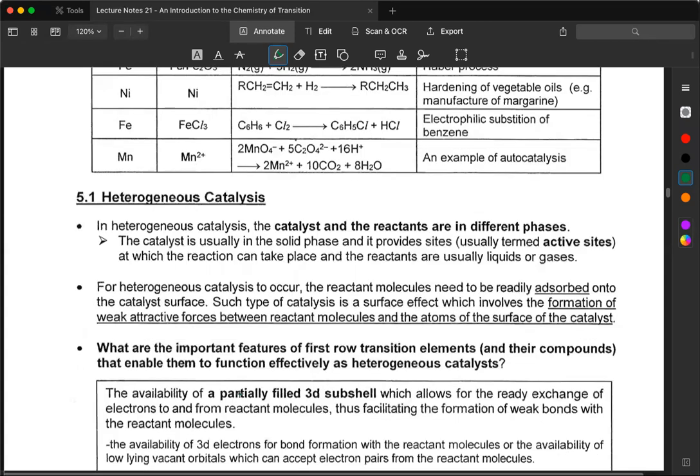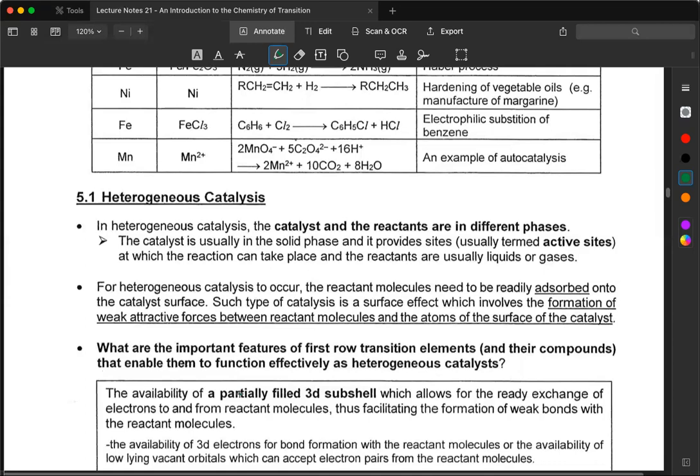In heterogeneous catalysis, the catalyst and the reactants are in different phases. The catalyst is usually in the solid phase as it provides sites, which we call active sites, where the reaction takes place, and the reactants are usually liquids or gases. For heterogeneous catalysis, the reactant molecules have to be readily adsorbed on the catalyst surface. Such catalysis is a surface effect, which involves the formation of weak attractive forces between the reactant molecules and the atoms on the surface of the catalyst.